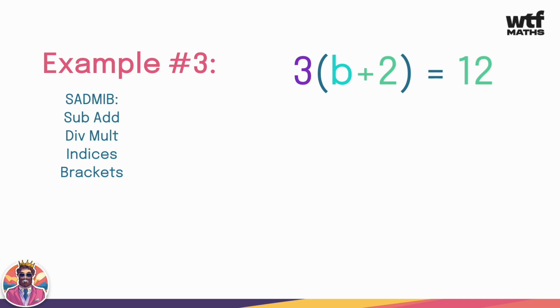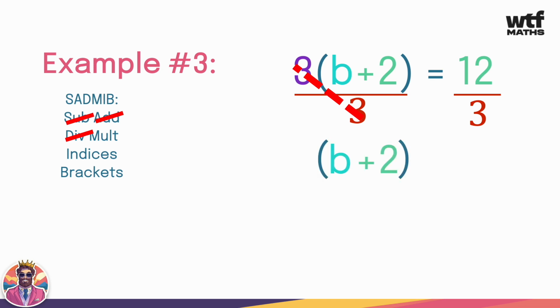Okay, let's try the same question again, but from a different angle. We're just going to stick to SADMIP, no expanding brackets. Let's just give it a go. So first of all, is there any subtraction or addition to do outside of the brackets? I can't see any subtraction, I can't see any addition, and there's no fractions involved with this question. So what can I get rid of? Well, I can choose to get rid of that 3. To do that, I will divide by 3. And what we do to one side, we do to the other. 12 divided by 3. So, the 3's cancel out, so we're just left with b plus 2. And 12 divided by 3 is 4.